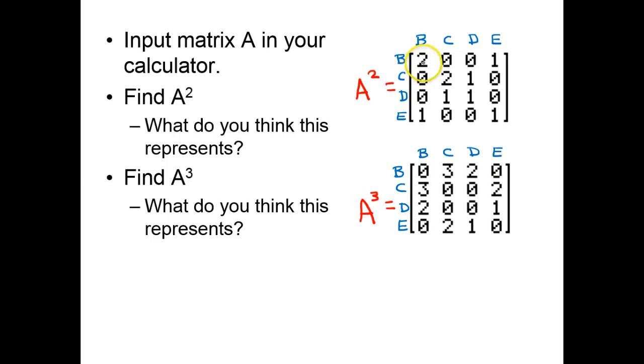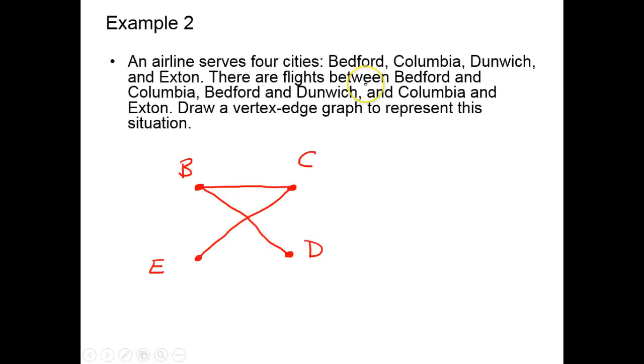So now if I look at this 2 that's right here between Bedford and Bedford, this means the number of ways that we can go from Bedford and back to Bedford using 2 edges. So let's look at that. So here's our vertex edge graph. If we want to go from Bedford and end up back at Bedford, we could either start here and we could go 1 and then 2 and we're back.